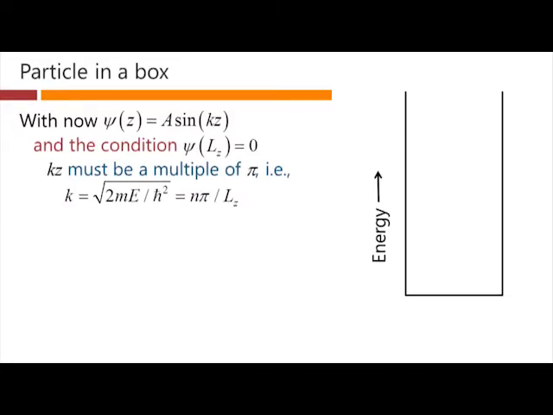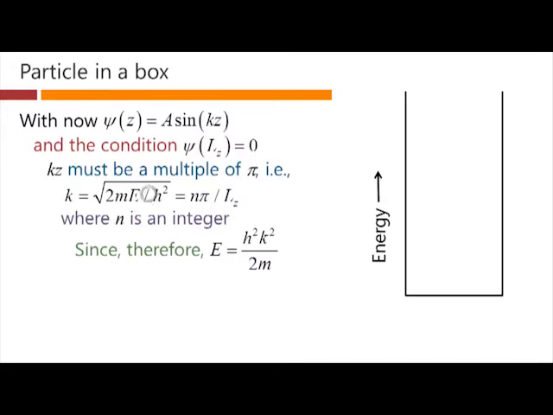That means that k times z has to be an integer multiple of pi, because that's what will give us sine of kz equal to 0. So k, which we know has to be the square root of 2me over h bar squared, also has to be n times pi over Lz, so that k times Lz will be some multiple of pi. And n has to be an integer here, of course.